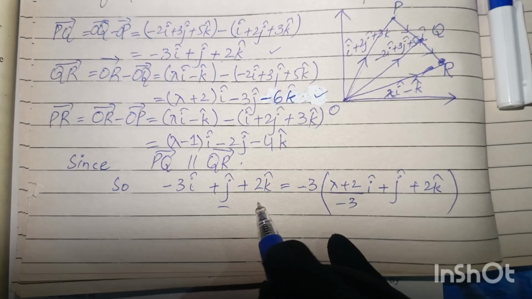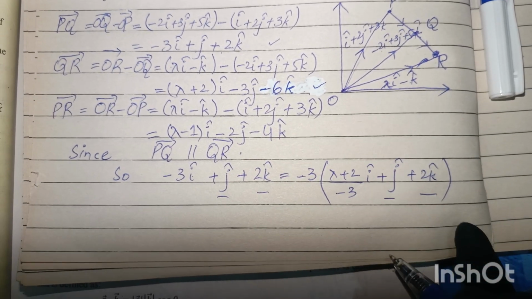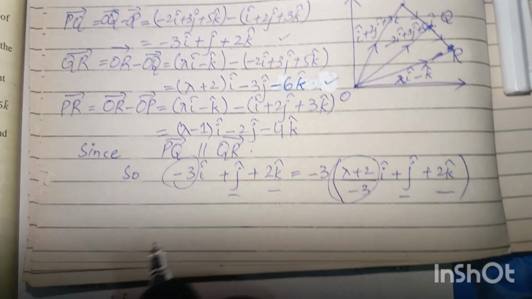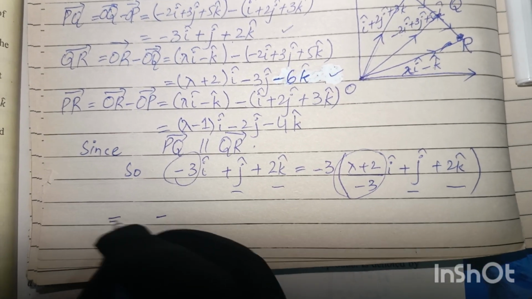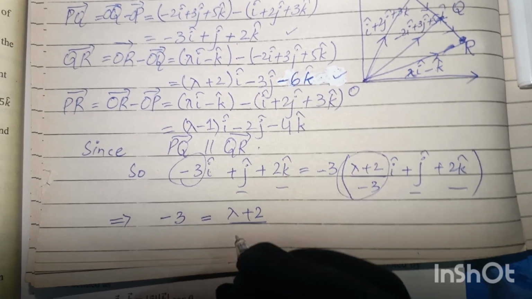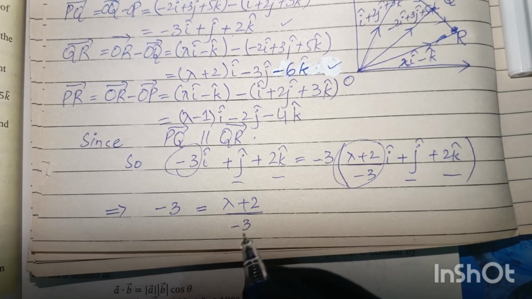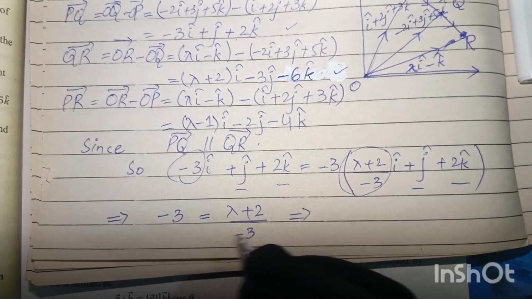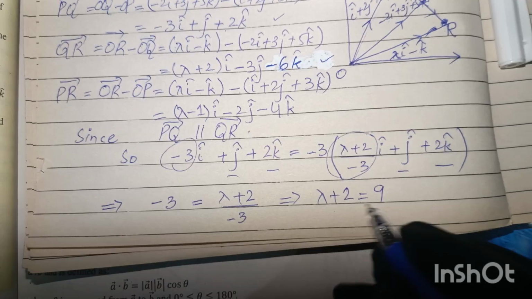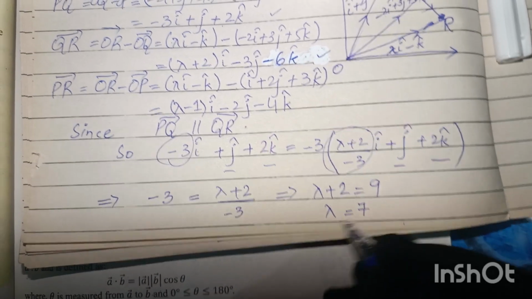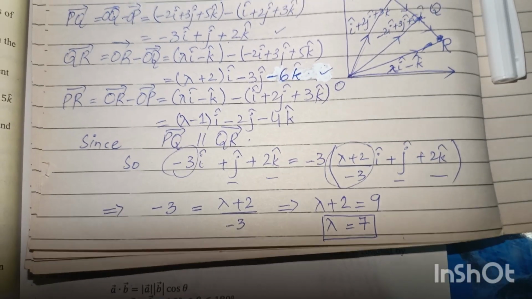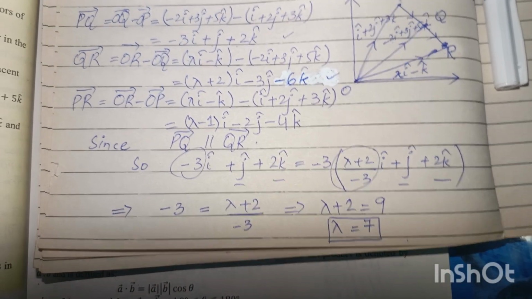So here j and 2k is equal to j and 2k, and we have to compare the ith component, that is this one. So minus 3 is equal to (lambda plus 2) divided by minus 3. So minus 3 will be multiplied here. Lambda plus 2 is equal to 9 and lambda is equal to 7. So this is our final answer, the value of lambda, which we had to find. So the value of lambda is 7.